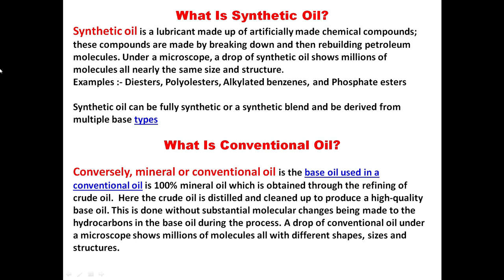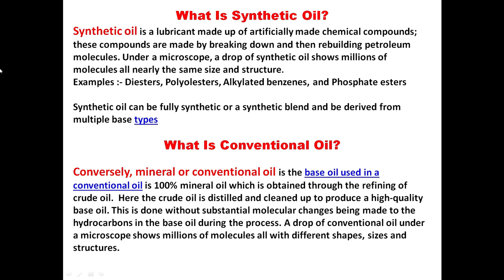What is conventional oil? Conversely, a mineral or conventional oil is the base oil used in conventional oil. It is 100% mineral oil, which is obtained through the refining of crude oil. Here, the crude oil is distilled and cleaned up to produce high quality base oil. This is done without substantial molecule changes being made to hydrocarbons in the base oil during the process.